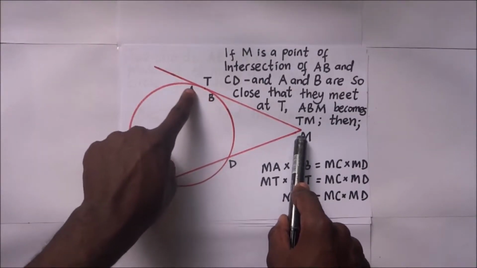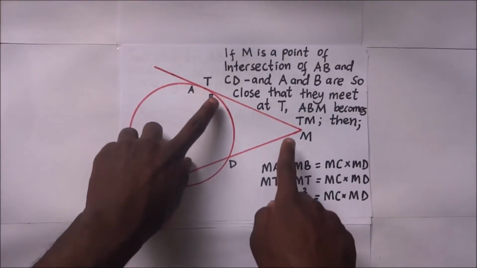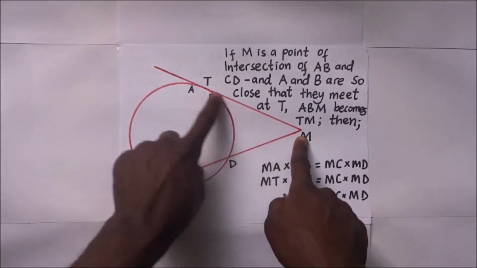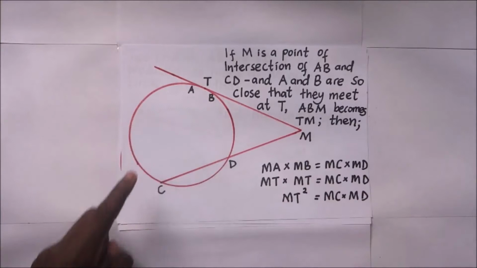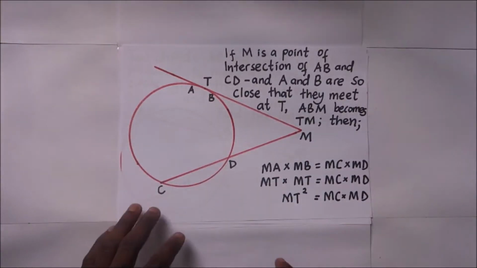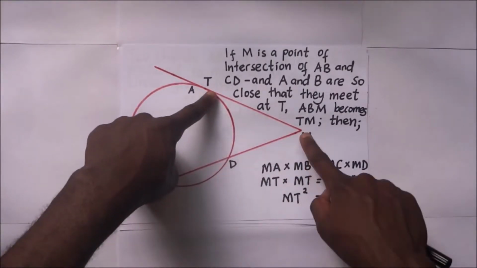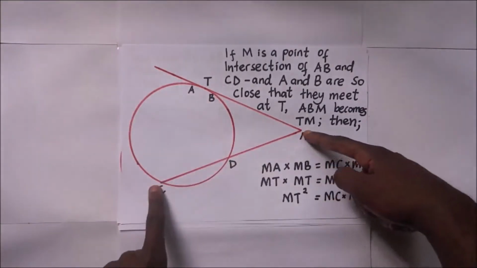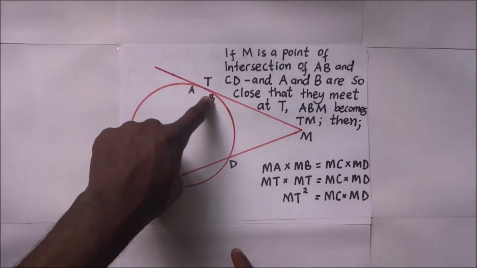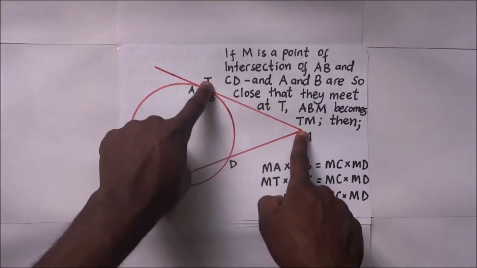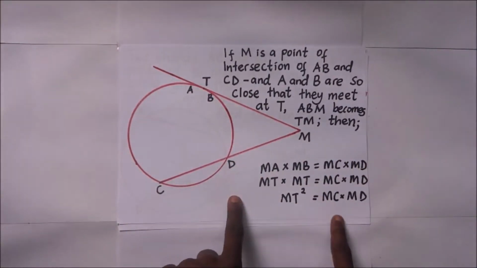So when A and B are too close to each other, to the point that we consider them as just one point T, it means that MB or MA becomes MT. We would still say that MA times MB is equal to MC times MD. But now since A and B are the same, we shall simply say MT times MT is equal to MC times MD, just like we've done it here.